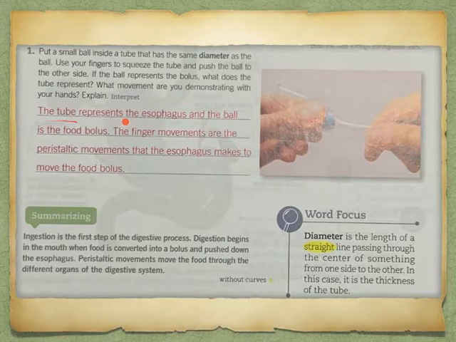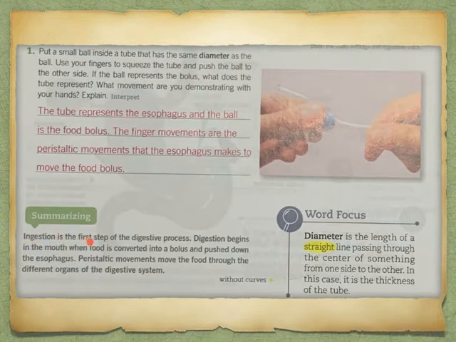The tube represents the esophagus, and the ball is the food bolus. The finger movements are the peristaltic movements that the esophagus makes to move the food bolus.